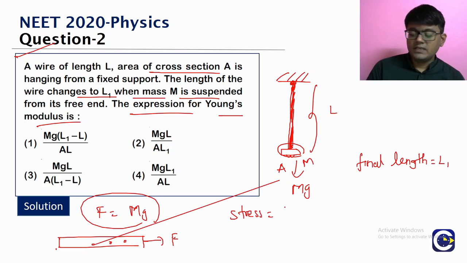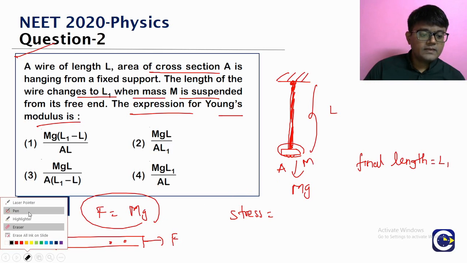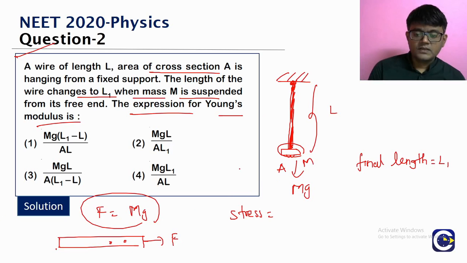Stress will be given by the force inside the wire, which is F, divided by the area of cross section A. So force divided by the area of cross section. What is the F value? F is equal to M into G, divided by the area of cross section A. So this is the stress, and we have to look at what is the strain.